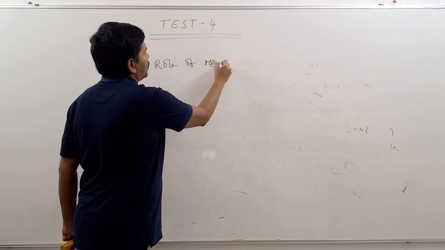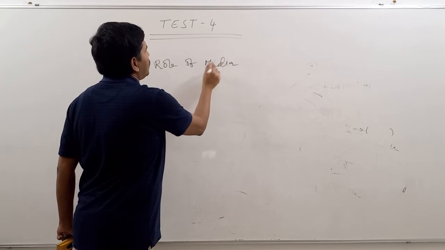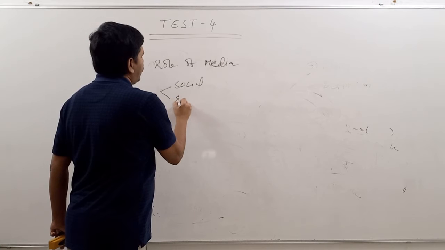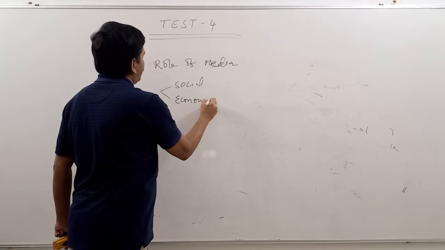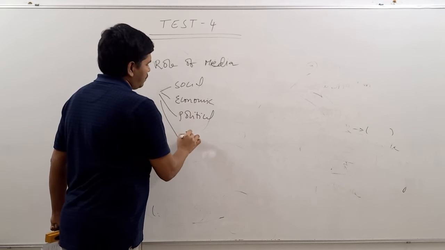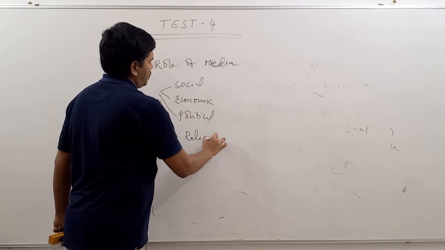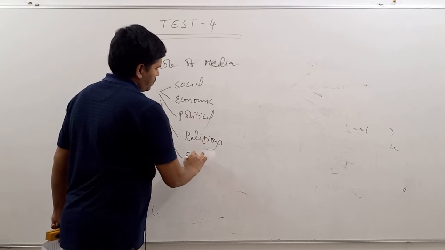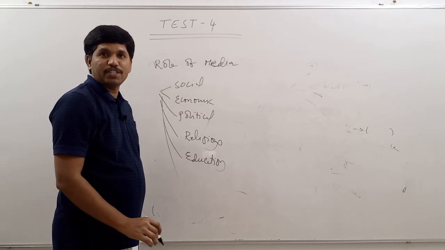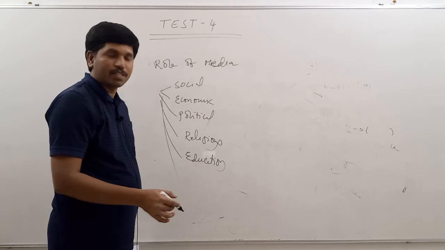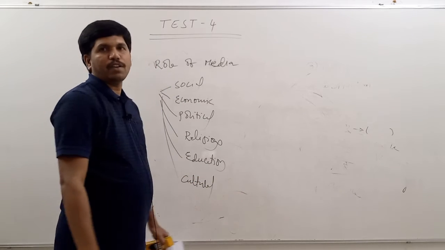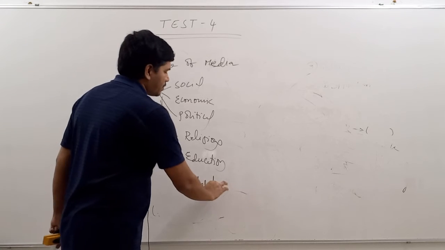That's why my suggestion is better to write like this: role of media on social change, impact on social life, economic life, political life, religious life, education. And because of media, there are number of changes in culture also, cultural homogenization. That's why cultural aspects and cultural and psychological aspects.